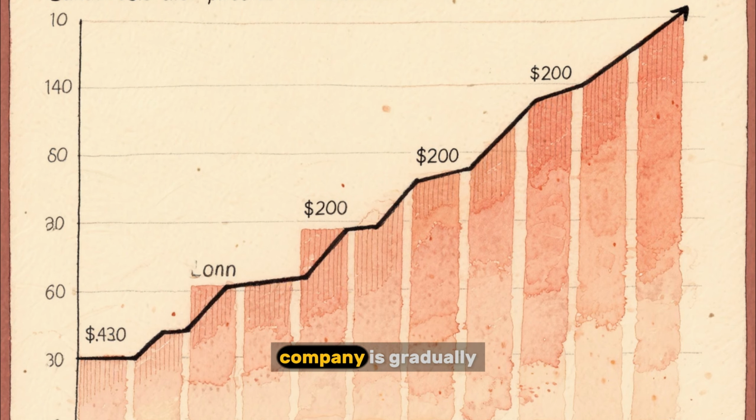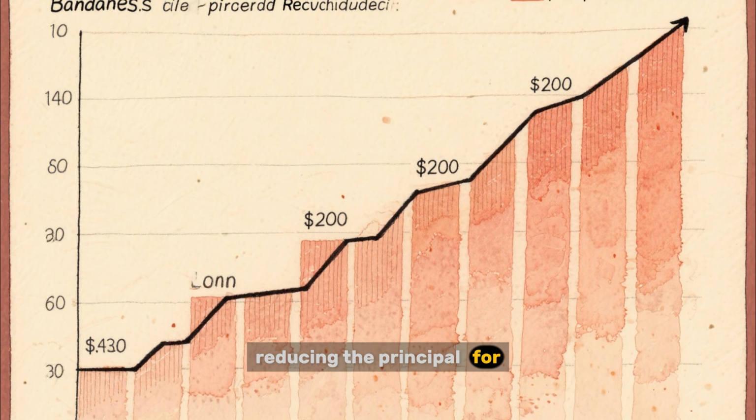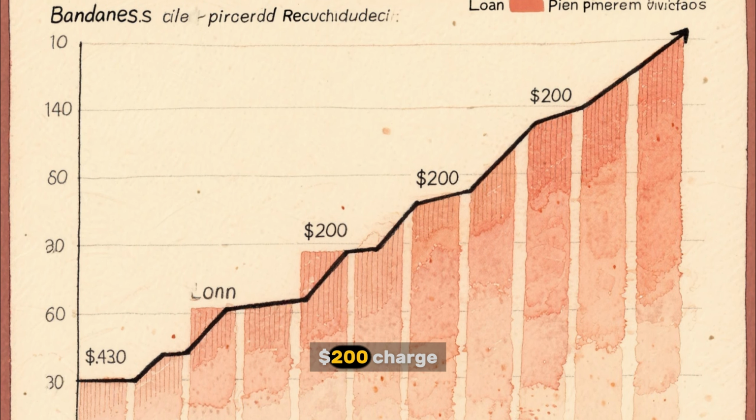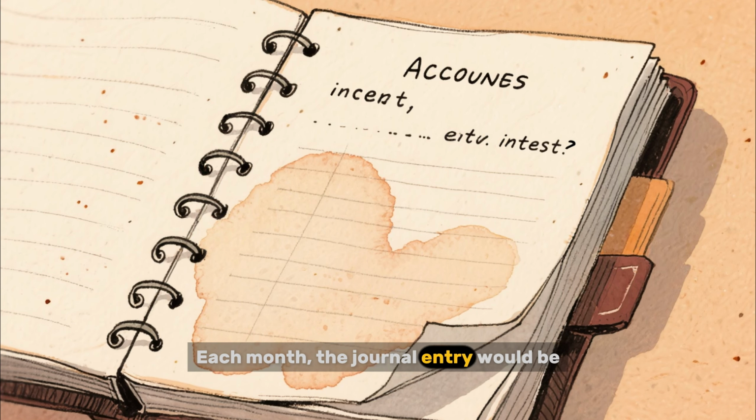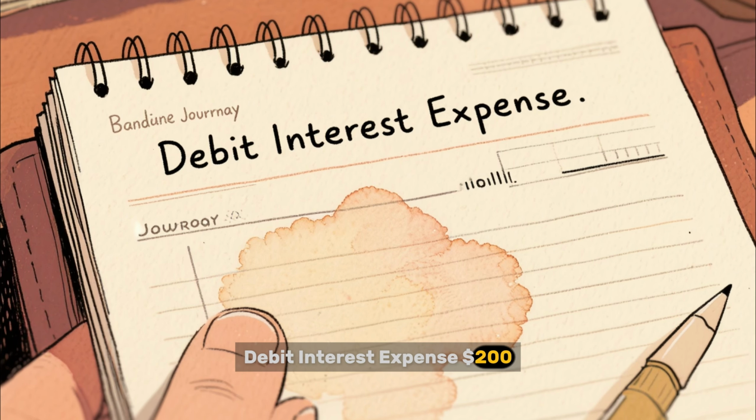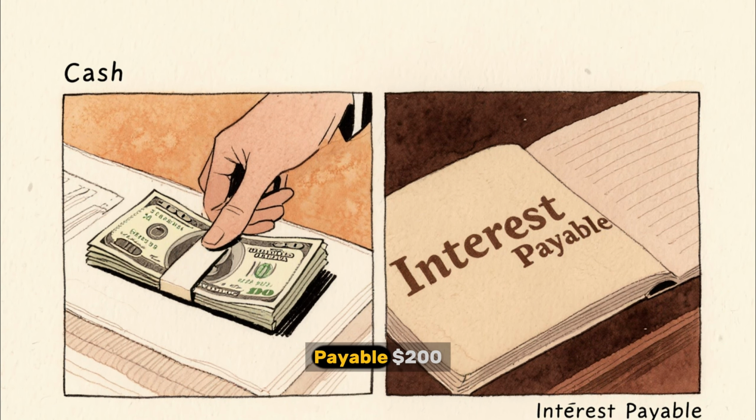It doesn't matter that the company is gradually reducing the principal. For accounting purposes, every month carries the same $200 charge. Now, how would this look in the books? Each month, the journal entry would be debit interest expense $200, credit cash or interest payable $200.